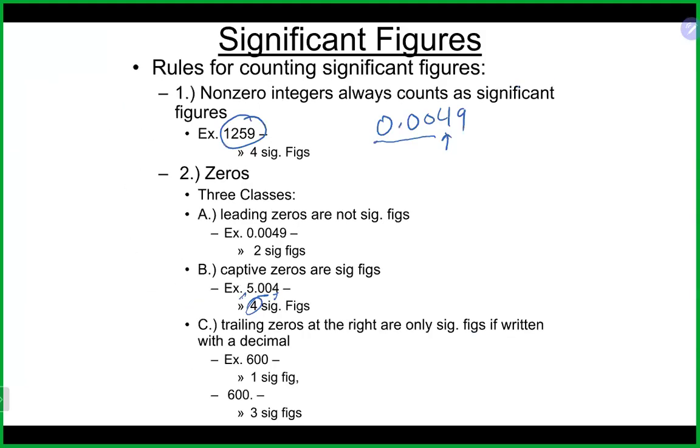The last type of zero is the trailing zero, or the zero that comes at the end. That pretty much is the one that gives people the hardest time. A zero at the end is significant if there is a decimal point in the number. The decimal point does not need to be next to those zeros. It just needs to be somewhere in that number for them to be significant.